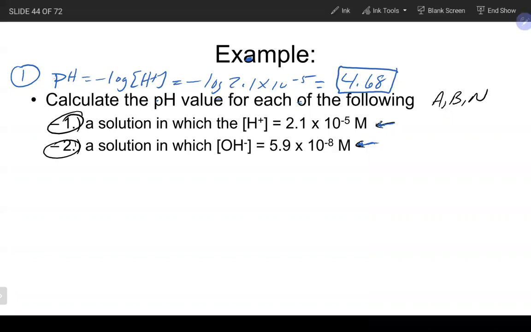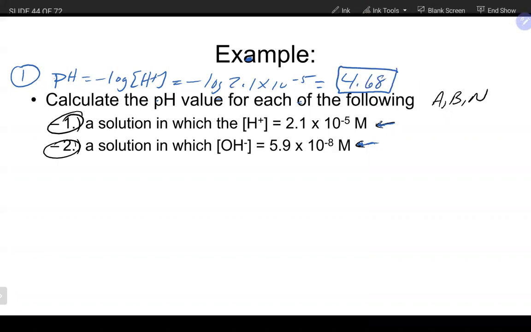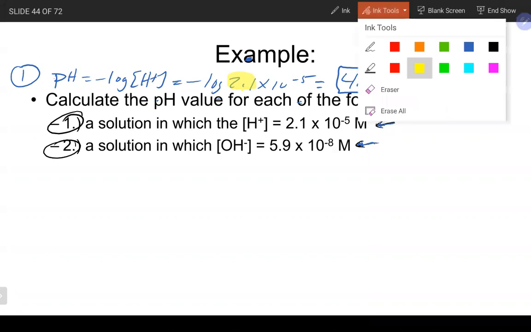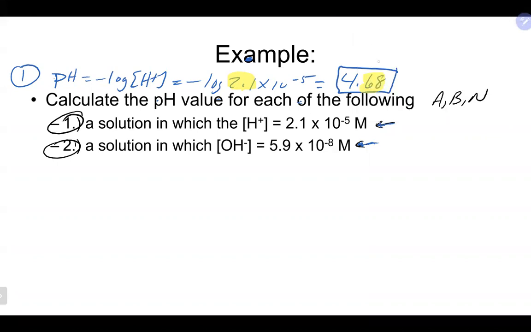Once again, in terms of final answer, we've got 2 sig figs, so 2 decimal places in this case, and that is what we are looking for. This is again below 7, which means this solution should be acidic. Any questions on that one there?